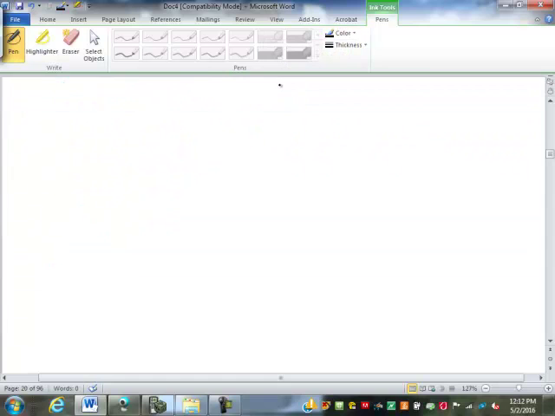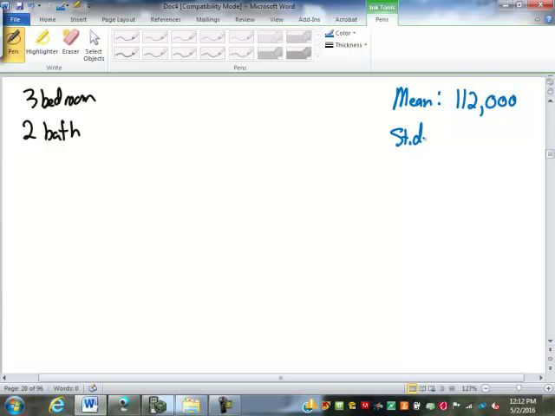For example, let's say you get out of school and you get your first job and you're looking to buy a house in the area of your job. You want to buy a 3-bedroom, 2-bath house. So you do some research in that area, and you find that in the area that you are going to be buying that house in, the mean selling price for 3-bedroom, 2-bath houses is $112,000. The standard deviation is $24,000.